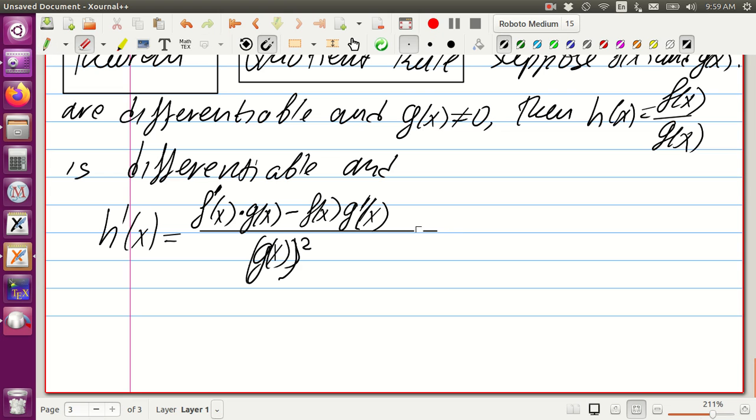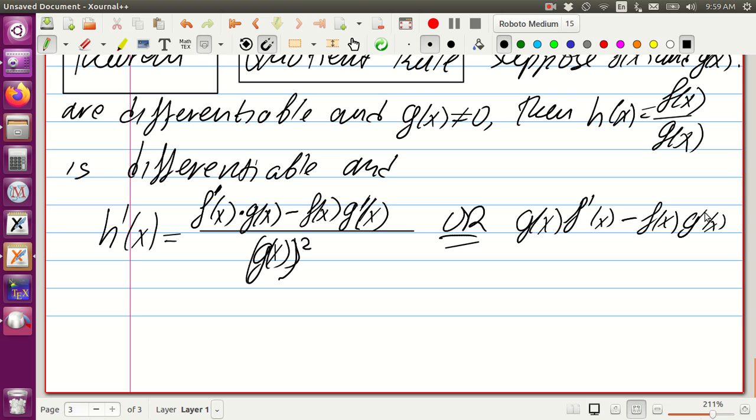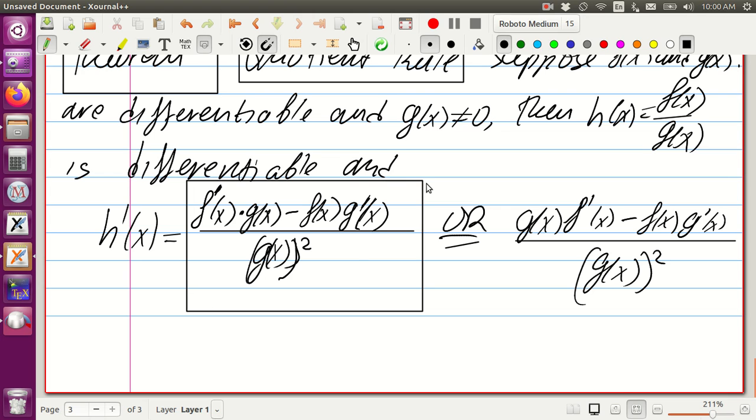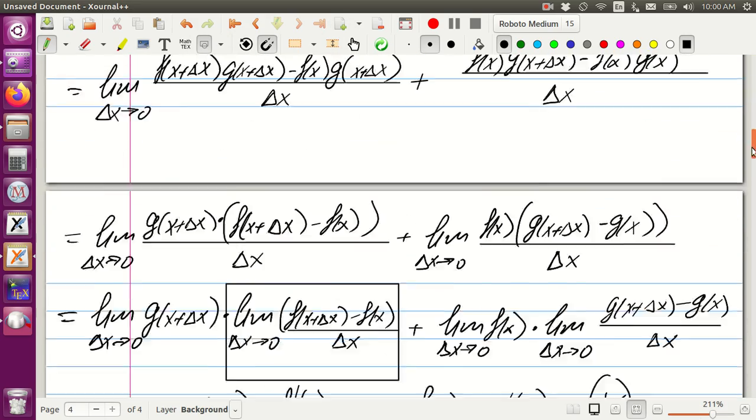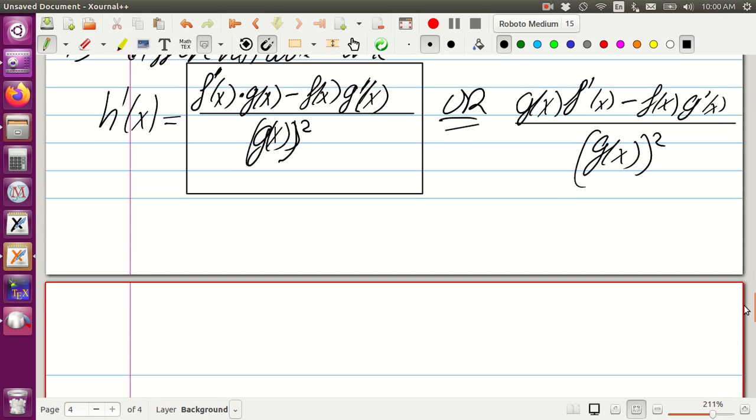Some people write it as g of x f prime of x minus f of x g prime of x divided by g of x quantity squared. But again, that's my preferred way. As long as you remember it, it's fine with me which way you remember. So let's try to prove this idea.